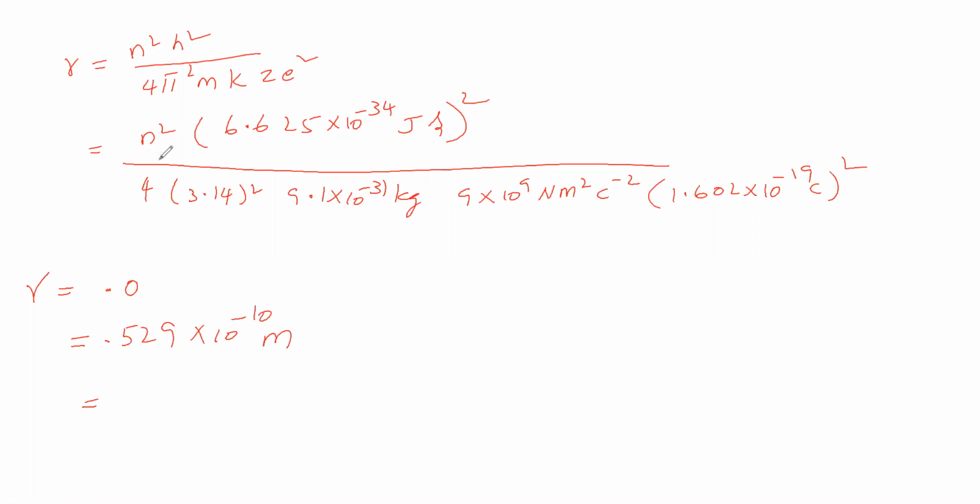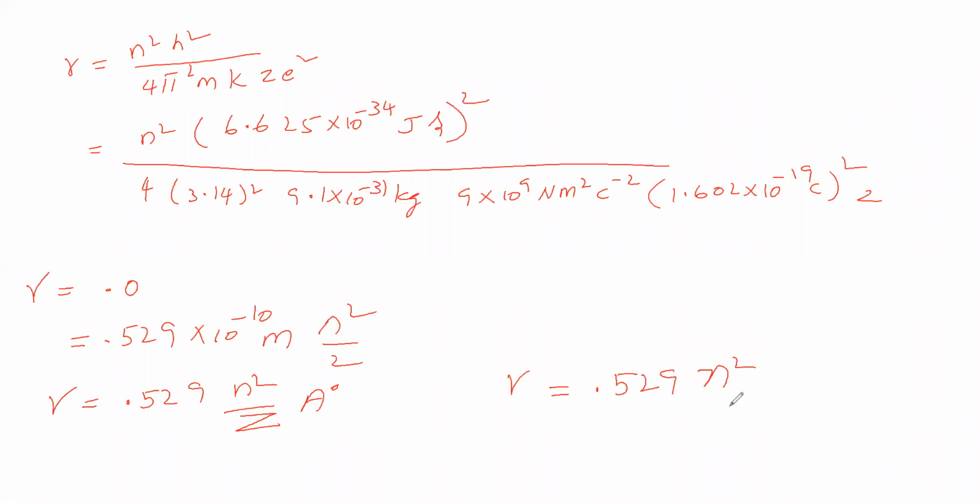So we write n square and z along with this 0.529, and 10 power minus 10 meter is equal to angstrom, so we write angstrom. So the radius of orbit is equal to 0.529 n square by z angstrom.